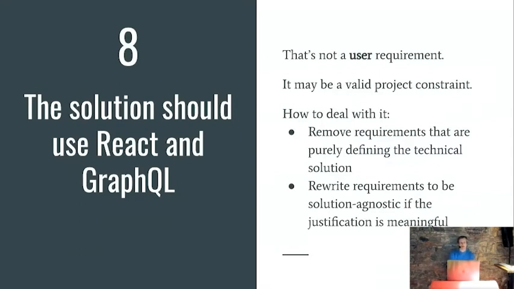We need to remove any user requirements that are purely defining a technical solution. And if it's actually an allusion to some other characteristic of the solution which is important to the user, it needs to be written like that. So taking that HighCharts example, the user may well need to interact with dynamic charts, but how those are implemented is not the same thing as what the user needs to do.